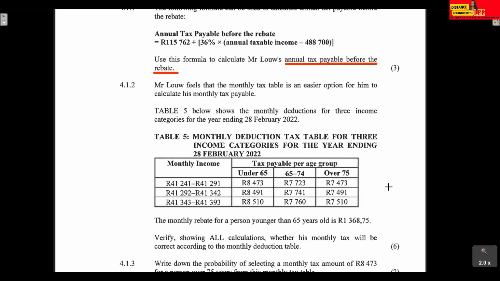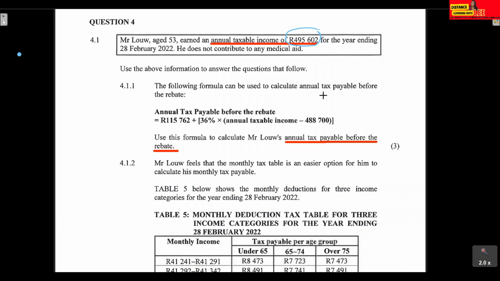Okay, so let's try to make sense of what we are being told here. All right, so we've already calculated, using this annual tax payable formula, how much Mr. Lowe is expected to pay towards his tax per annum. So we can divide the amount that we've already calculated by 12, to see that if we're using this annual tax payable before the rebate formula, how much he will pay monthly towards his tax.